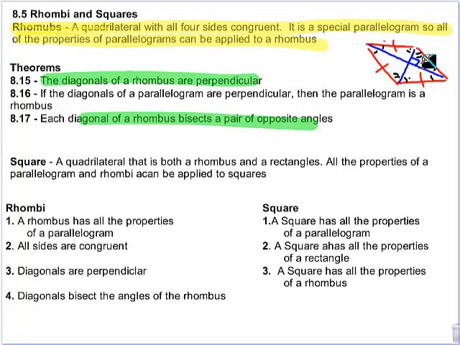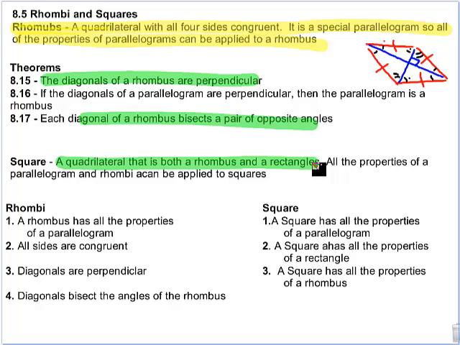Okay. Square. A quadrilateral that is both a rhombus and a rectangle. So it has all the properties of both rhombi and rectangles. So what's a property that a rectangle has? 90-degree angles, and the new property of a rhombus? All sides are equal, so a square has all sides congruent and 90-degree angles.